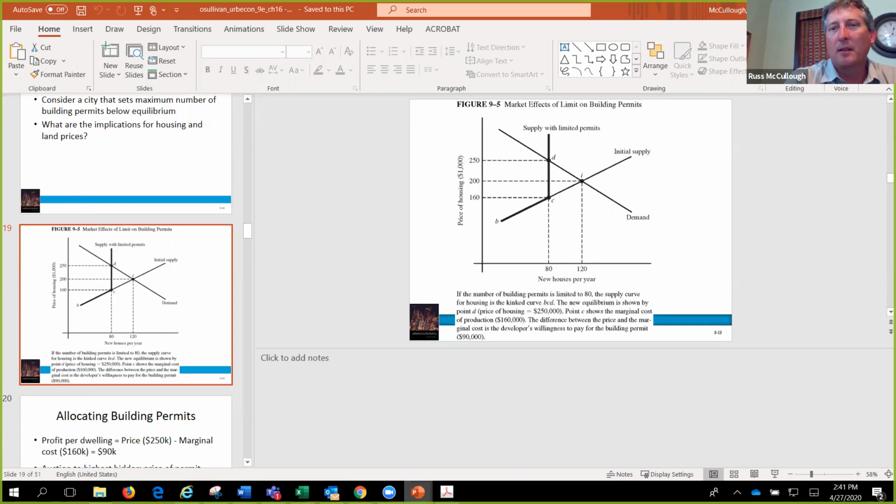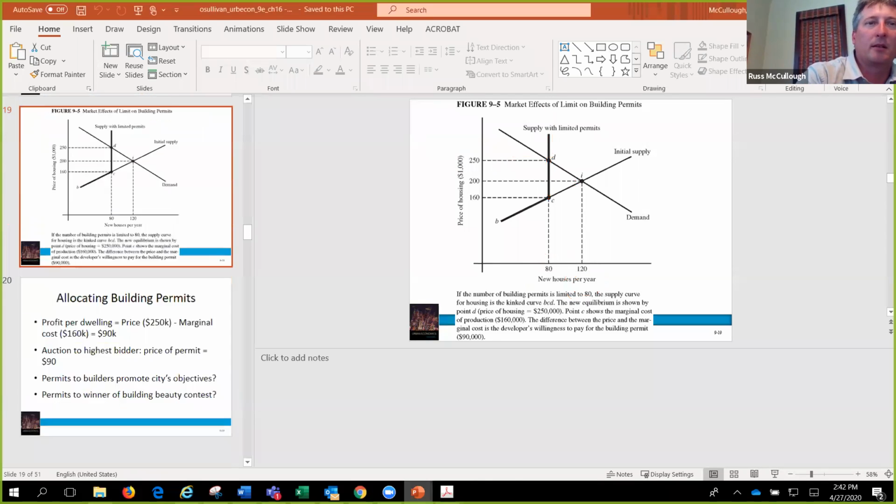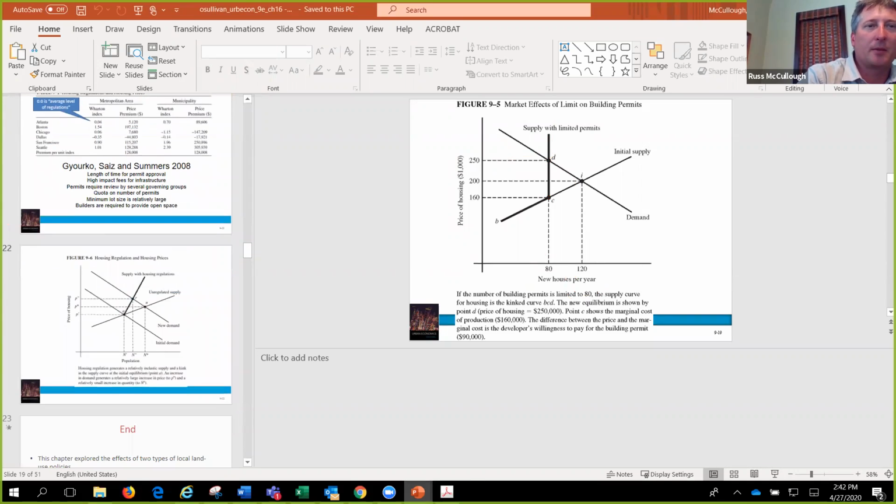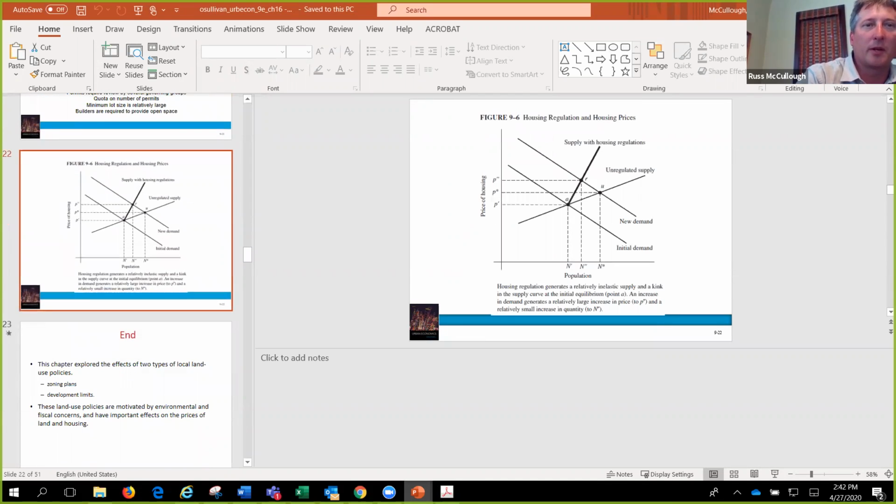Building permits. So if the city's trying to control growth of the city through the use of building permits, then if only 80 permits are allowed and they'd like to be in a free market 120, we're essentially moving that supply curve up, driving up housing prices. It's really the same graph that we used for quotas in principles class, of what the effects of a quota are.